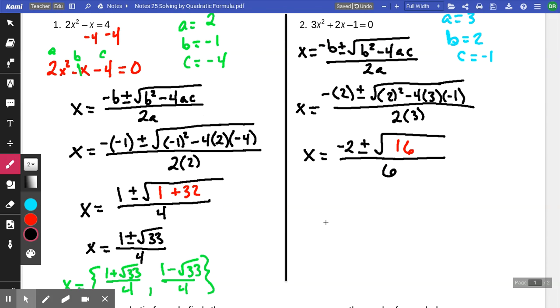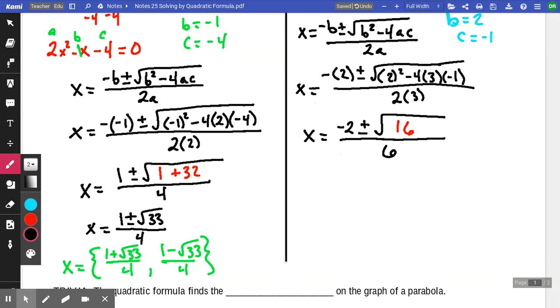Okay, and we have a little more simplification to do this time around because we know the square root of 16, right? So to simplify this, we take the square root of 16, and we get -2 plus or minus 4, which is the square root of 16, divided by 6. And then we want to get our two separate solutions. We want to know what they are, and it's very easy. From here, you just split into two separate fractions.